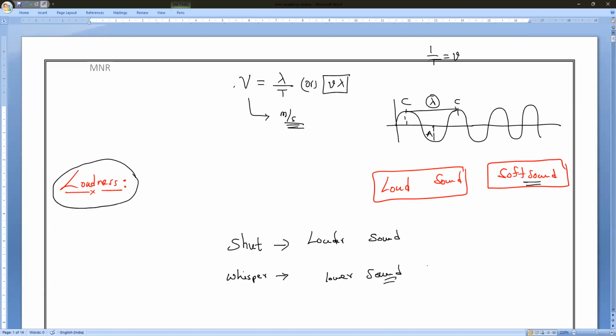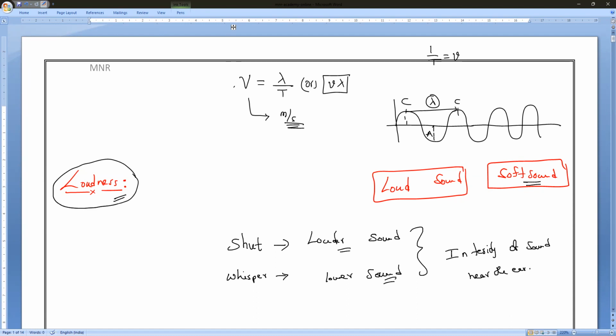Clear? So now, the loudness of a sound, if you have noticed, whether it is louder or lower, depends on what? The intensity of sound near the ear. So what intensity you have near your ear will define whether it is a louder sound or a lower sound. Intensity of a sound near the ear.